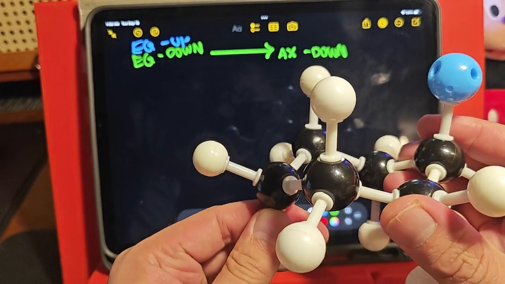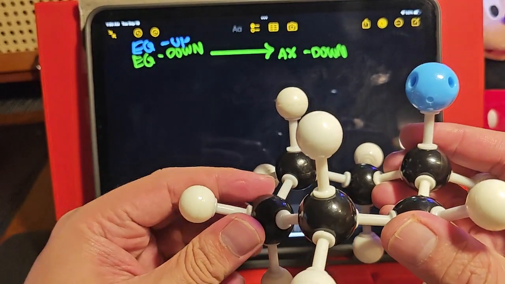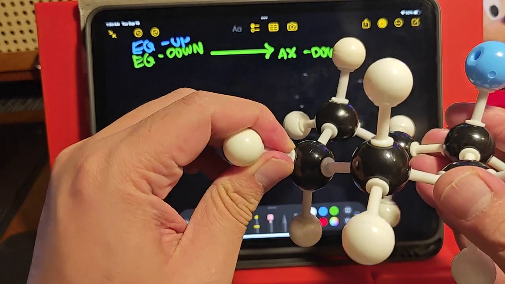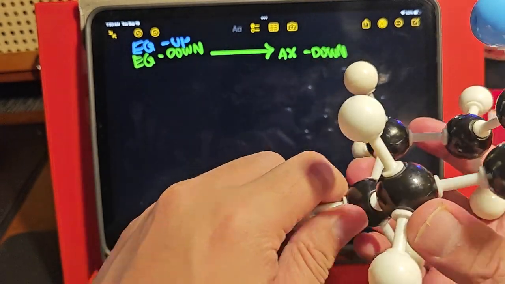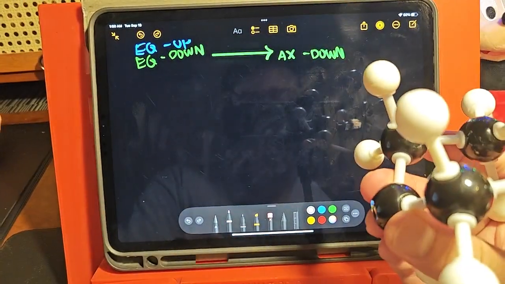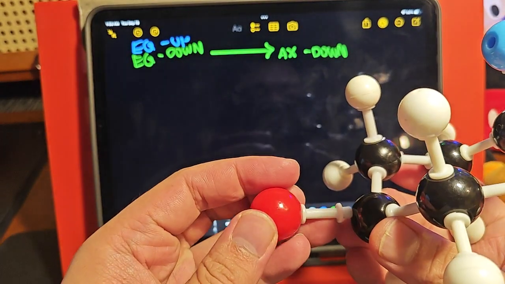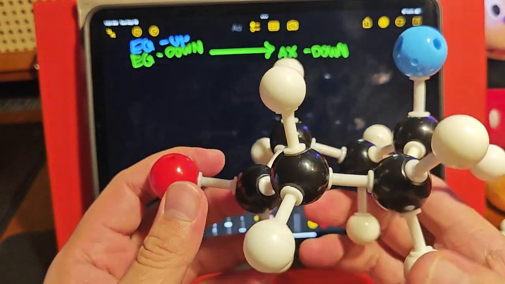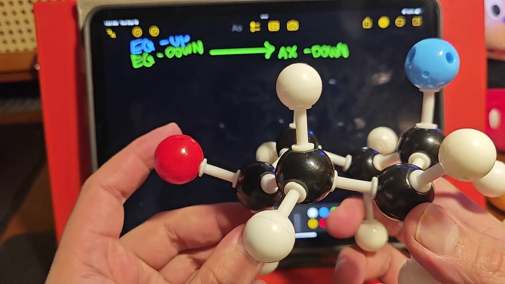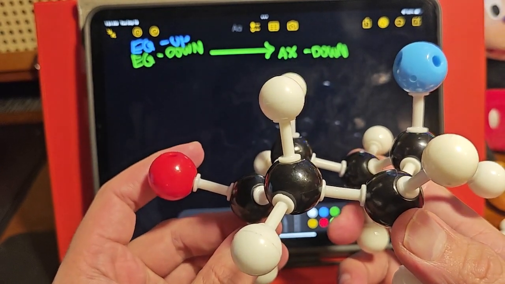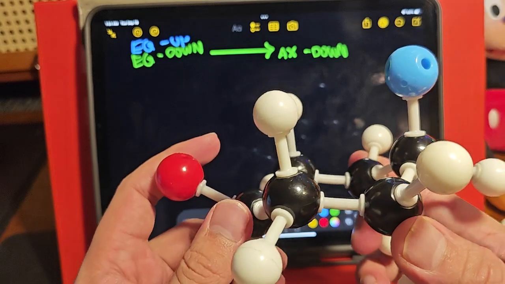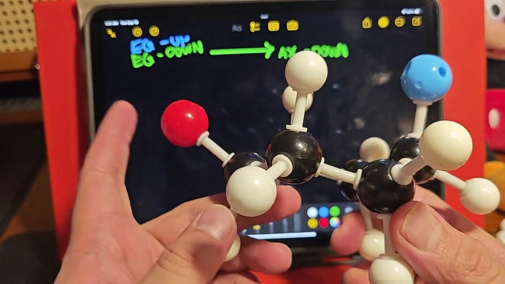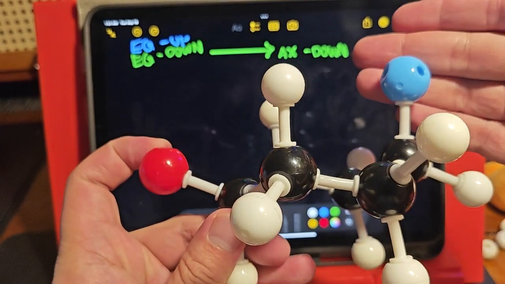So I want you to pull out the equatorial up hydrogen of that footrest carbon and replace it with the red oxygen atom. Sorry, not oxygen. This is now going to be a red bromine atom. So bromine can also be represented by red. Okay, this will now be bromine and this will be nitrogen.